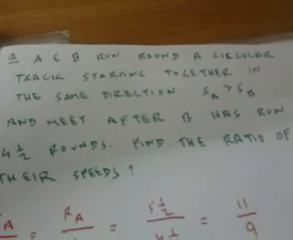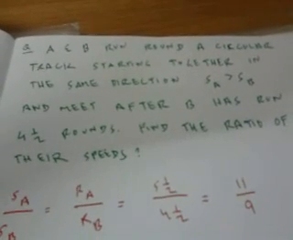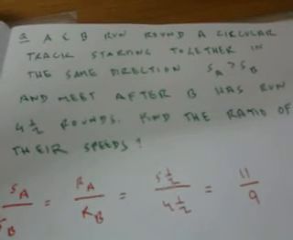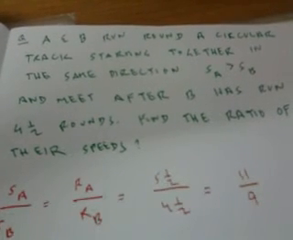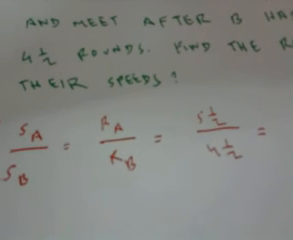Repeat. A and B run around a circular track starting together in the same direction, where the speed of A is greater than the speed of B, and meet after B has run 4.5 rounds. Find the ratio of their speeds. Now we can immediately understand from our previous example, speed of A by speed of B is the same as rounds run by A divided by rounds run by B.